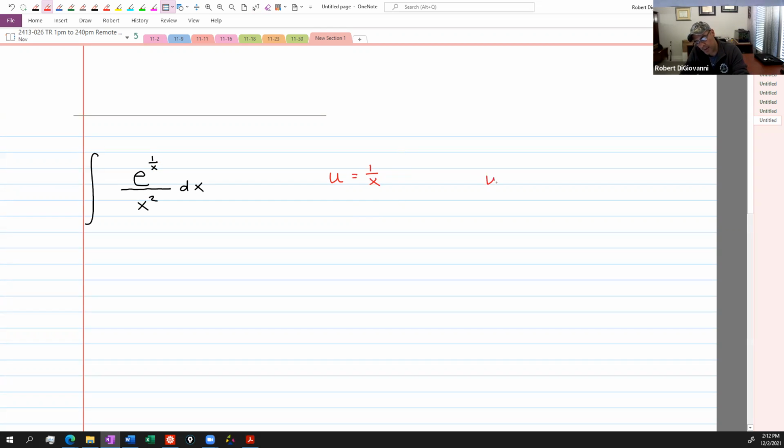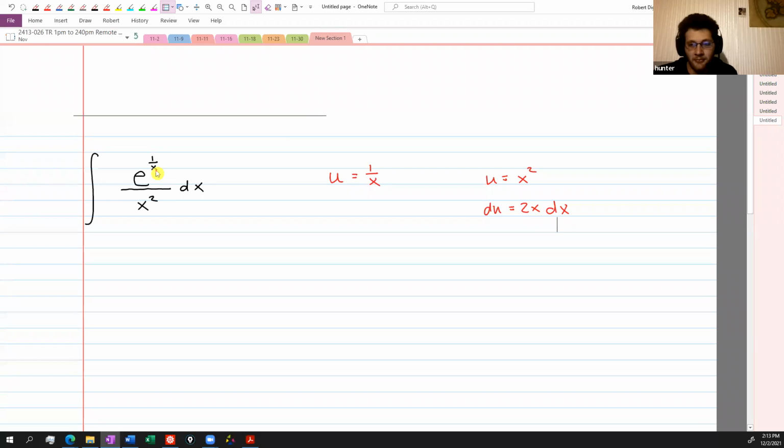Maybe 1 over x. How about x squared? You could, but it doesn't work out. What's the derivative of this? 2x dx. And do I see an x somewhere? I see an x right here, right? Yeah, but isn't that considered trapped up there in the exponent? That would be considered trapped because it's inside the exponent of the exponential function, in the denominator of a fraction that's the exponent. I can't easily get to it. So this doesn't look like it's going to work.